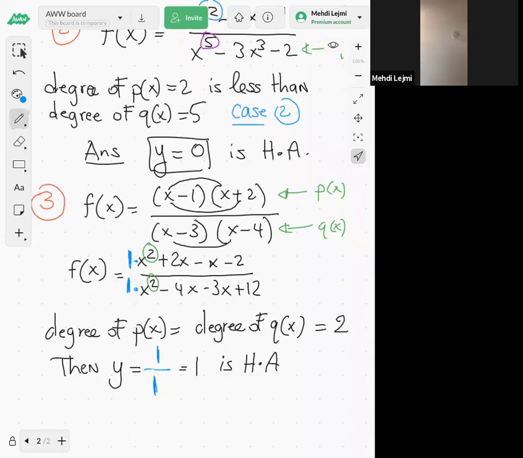Vertical asymptote, horizontal asymptote. Next time we're going to have everything we need to graph rational functions. We now know how to compute and find the horizontal and vertical asymptotes. All right, so next time we can start graphing rational functions.